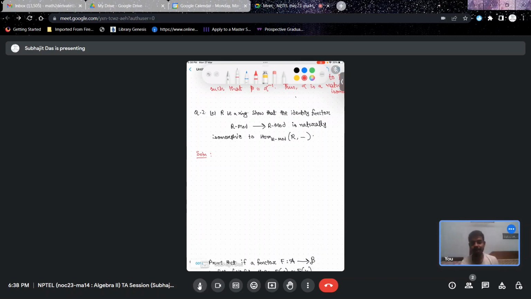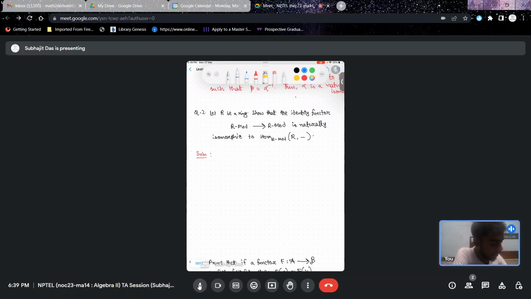So just a remark. Suppose C is a category, and any functor from C into the category of sets which is naturally isomorphic to some covariant Hom functor represented by some object A in the category is called a representable functor. So what this question is asking is to just show that the identity functor from R mod to R mod is a representable functor, which is represented by the ring R considered as a left module over itself.